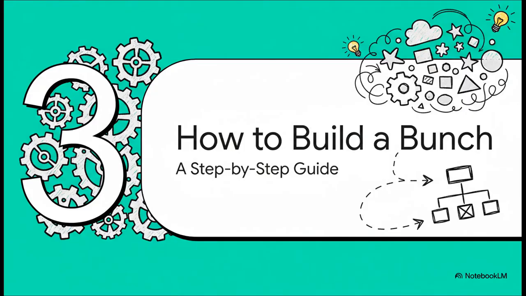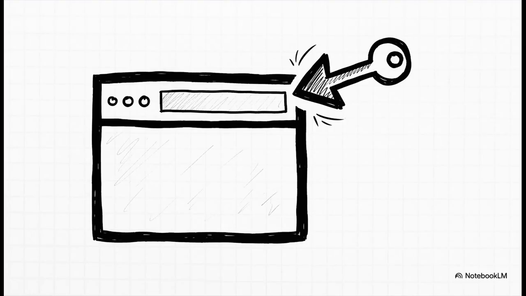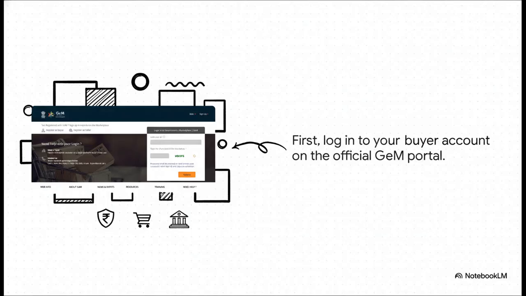Okay, now for the practical part. How do you actually create one of these things? Let's walk through the steps together to build your very first bunch. First things first, it's super simple. You just need to log into the official GeM portal. So head on over to gem.gov.in and use your buyer credentials to get logged in. This is your main dashboard, right? This is where all the action begins on the platform.